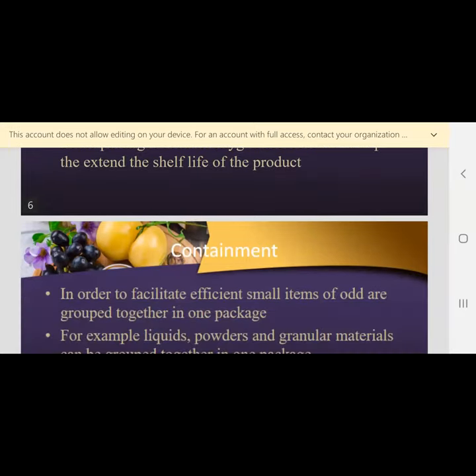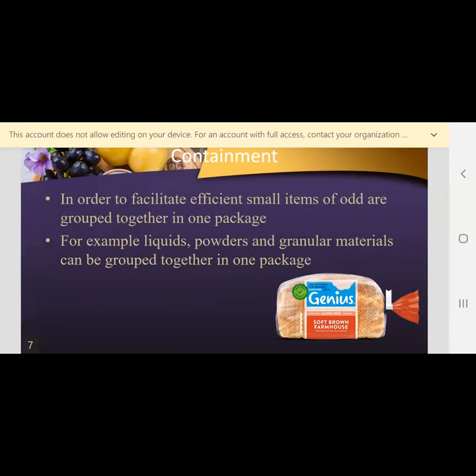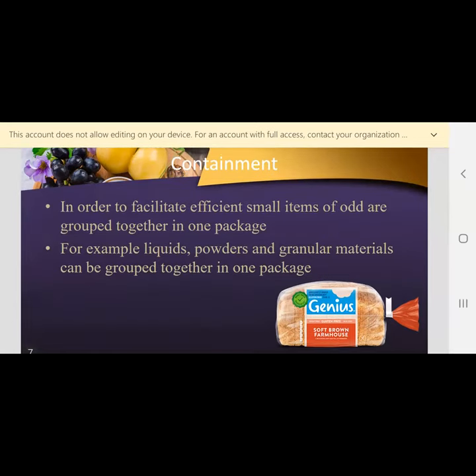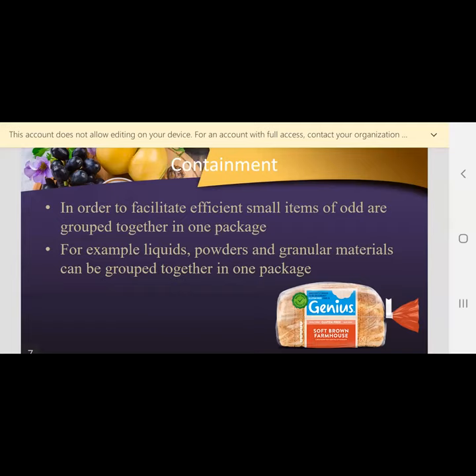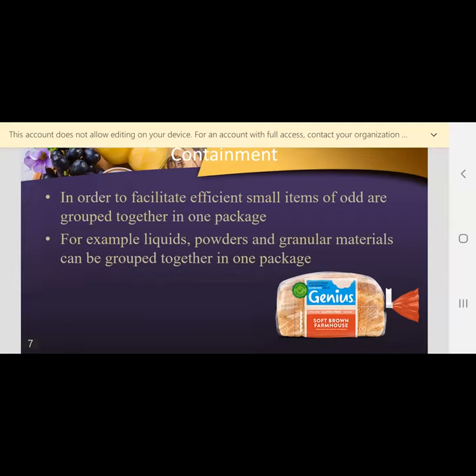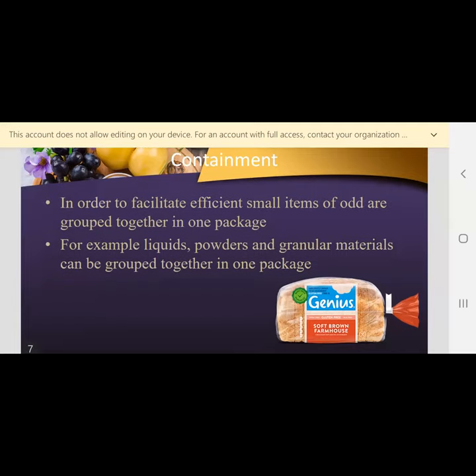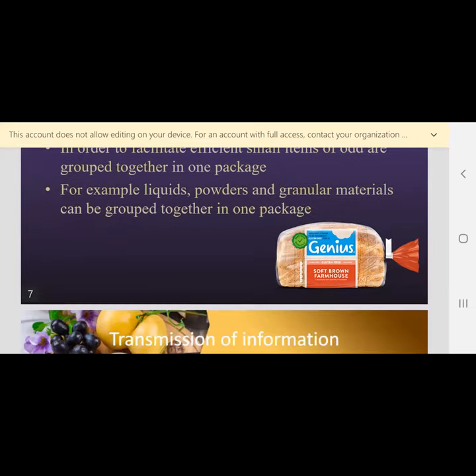Next, it is about containment. Basically, a packet or any packaging will hold the product from outside. So that is the point of containment. As you can see, there is a picture of bread in a packet, and containment also has a property that we can get a particular portion of food in the same packet. For example, any liquid, powder, or granular material can also be grouped together in a packet; that is also a beauty of the containment property.